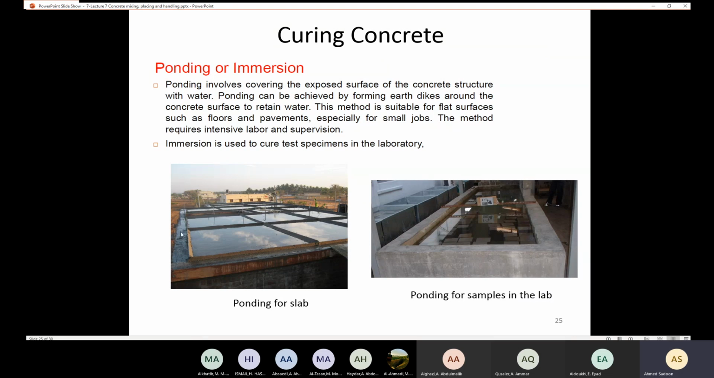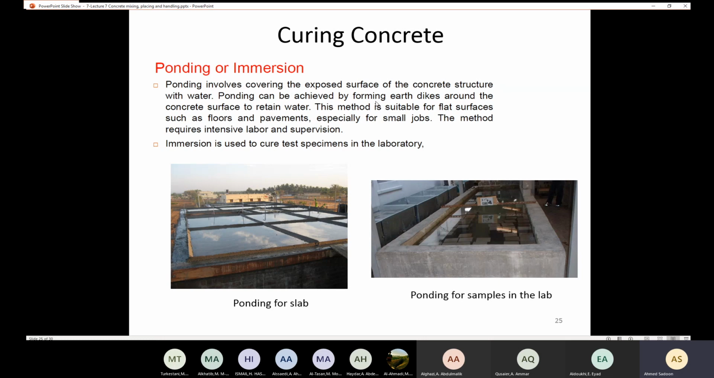In reality, I'm going to make these barriers, and then I'm going to put the water here. It's just like immersing the slab inside the swimming pool. So ponding involves covering the exposed surface of the concrete structure with water. The concrete surface is going to be covered with the water.